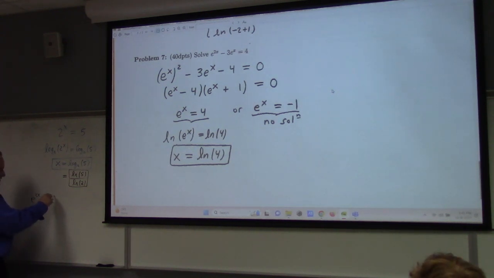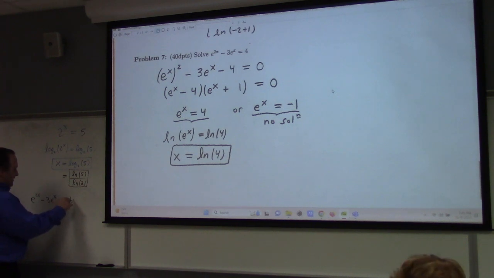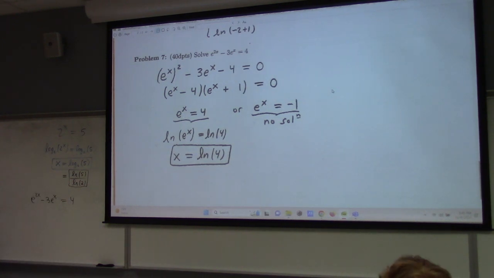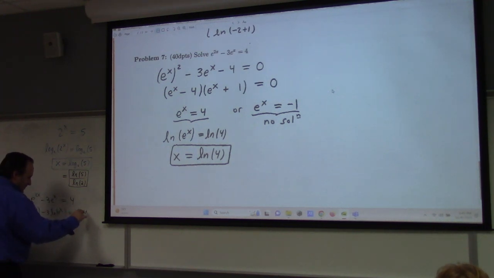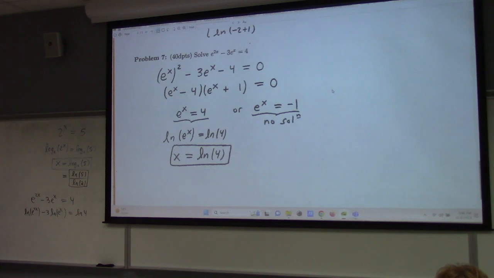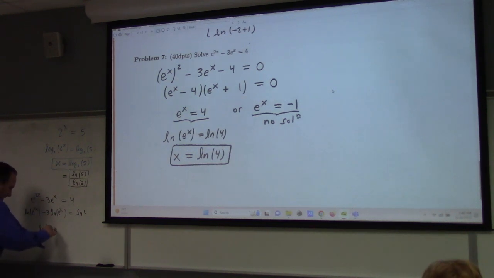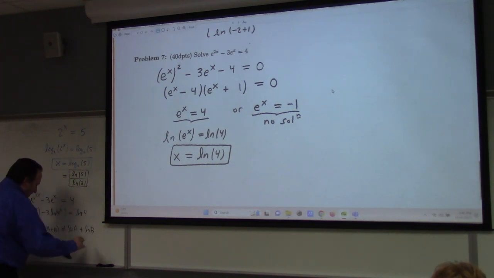So here's what the student did in the other section. He's like, okay, I'm going to natural log this thing. So here we go: natural log of e to the 2x minus 3 times the natural log of e to the x equals natural log of 4. That was basically what he did. See this? This we cannot do. Natural log does not work this way. The natural log of a plus b is not equal to the natural log of a plus the natural log of b. That just is not how it works.